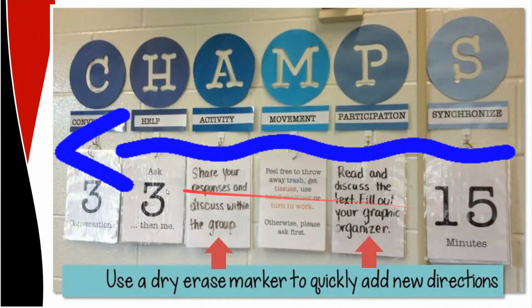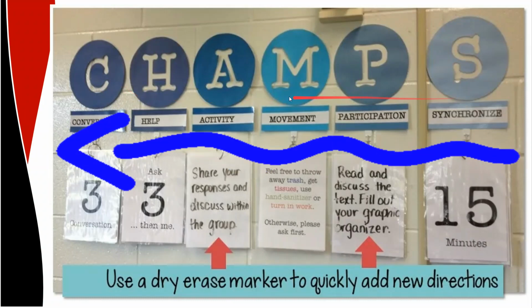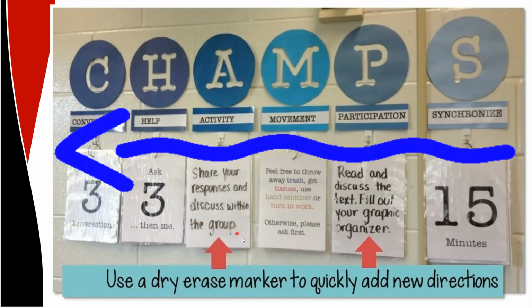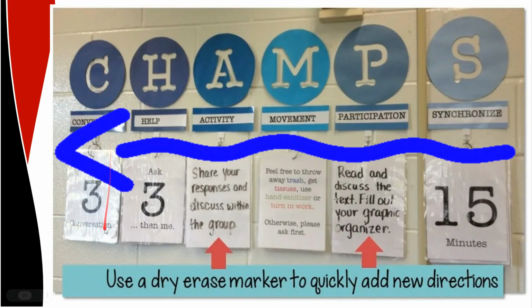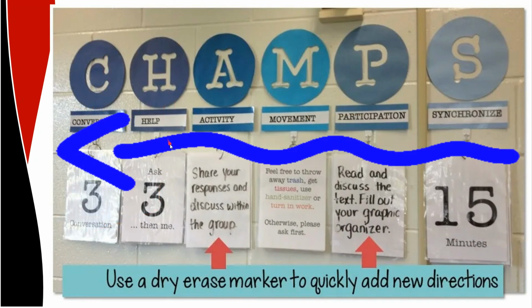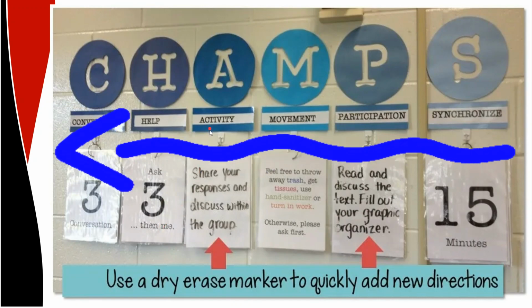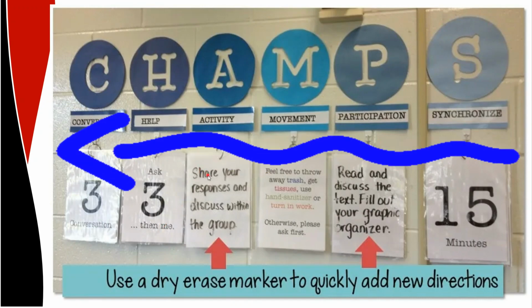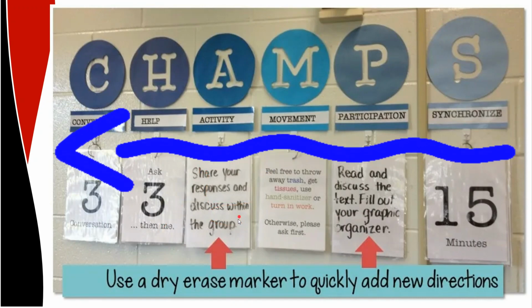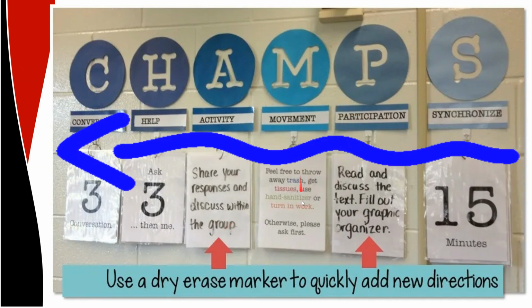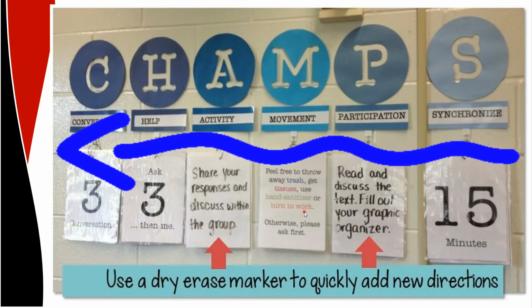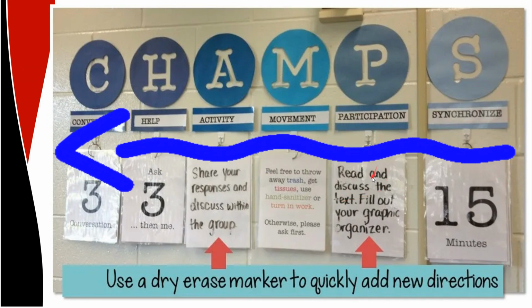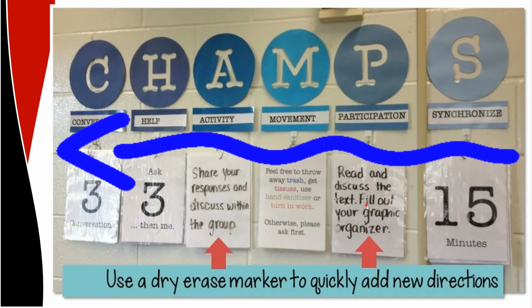And so now we've gone through all of the CHAMPS as an example of information that we can write down. We even talked about how to script it out, right? Class, what's the conversation level? 3. If you need help, what do you do? Ask 3 before me. What activity are we working on right now? We're sharing our responses and discussing within our group. Is there movement? Yep, you can move around and throw anything away if you need to. And what's the participation? Oh, we have to read and discuss the text.